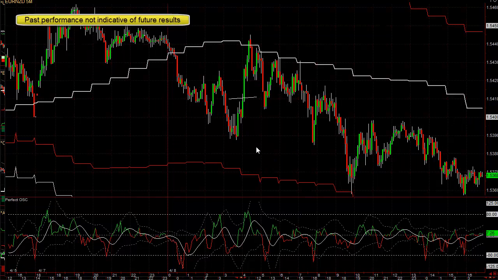I would personally have put my stop a pip or two underneath this little swing low right here. Because it's underneath the hourly, because we're doing a counter trend trade back to the hourly, you don't want to risk more than 8 to 12 pips.